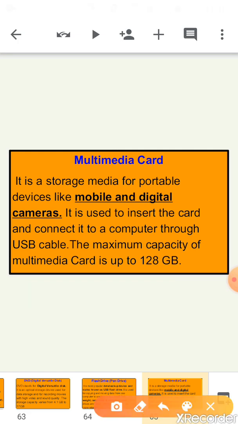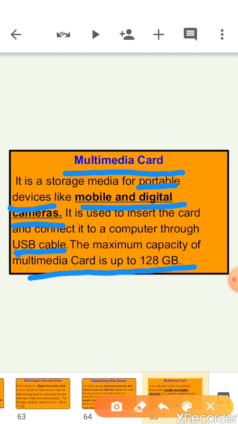Next is multimedia card. Children, multimedia card is a storage media for portable devices like mobiles and digital cameras. It is used to insert the card and connect it to the computer through USB cable. The maximum capacity of multimedia card is up to 128 GB.